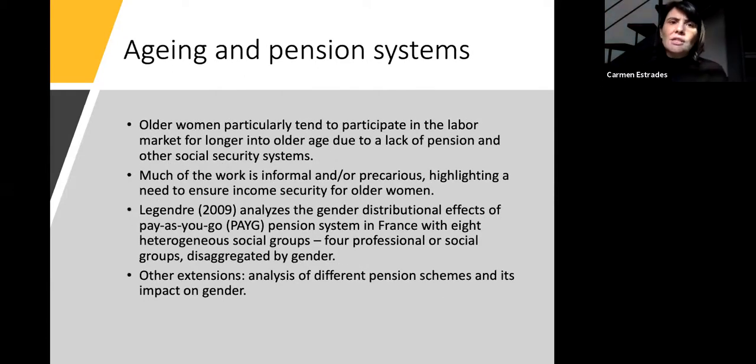And finally, considering also aging and pension systems, because another stylized fact is that older women tend to participate in the labor market for longer due to lack of pensions and other social security systems. The work that many women do in their life is informal and precarious, and they don't have a pension when they retire, but they cannot actually retire. So it's interesting to incorporate this analysis in CGE models too. Here we looked at a very interesting paper by Legendre that analyzes the gender distributional effects of the pension system in France, considering 8 heterogeneous social groups.